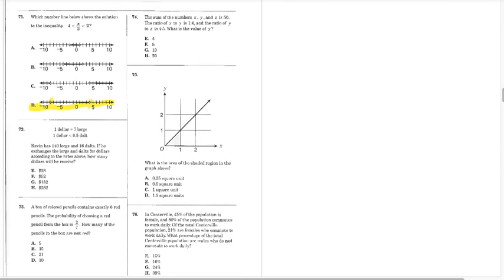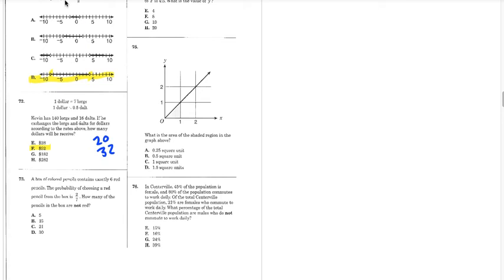Okay, 72. We have dollars and logs. We want to convert everything to dollars. So 140 logs divided by 7 is 20 bucks. So we have 20, and then we have half a dollar, so that would be double it, so 32. And that is 52 if you add them together.